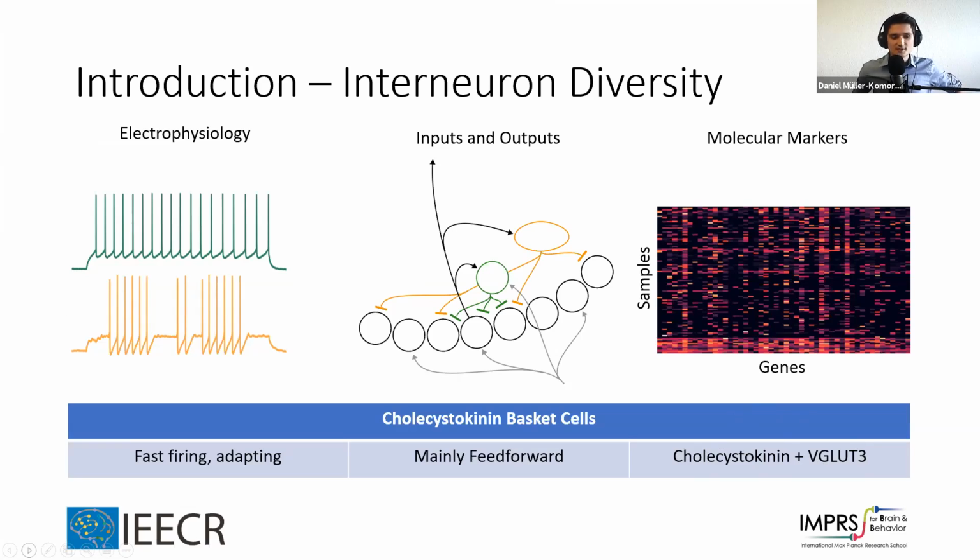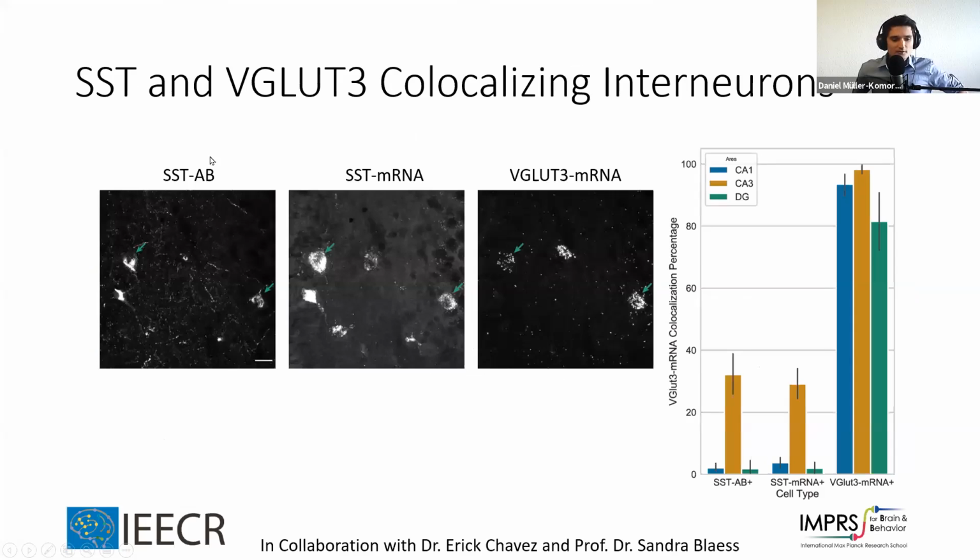So we were interested in uncovering potentially other cell types other than the cholecystokinin positive basket cell that also co-localize VGLUT3. And we found that a subset of somatostatin cells co-localizes VGLUT3. This work we've been doing together with Eric at the laboratory of Professor Zeinab Esmaeilpour.